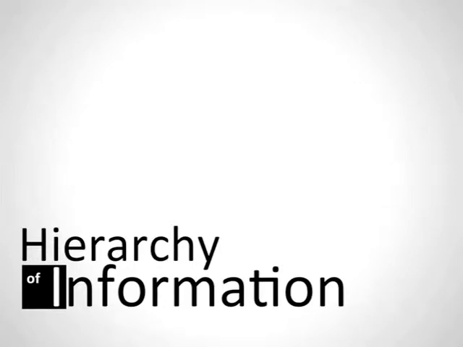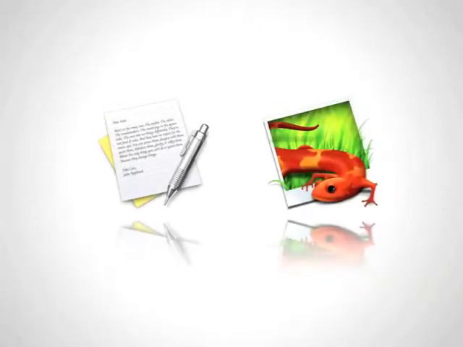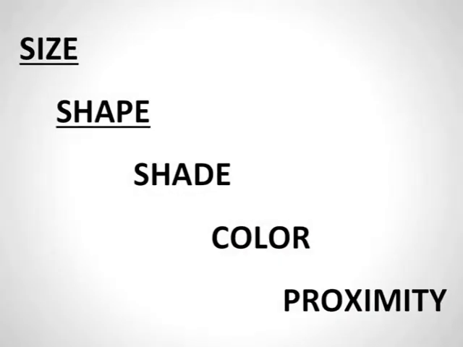Hierarchy of information is the arrangement of visual attributes that communicate the level of importance of a specific item in relationship to other associated items. These items can include text, images, and anything else displayed on the screen. Their importance is communicated through the use of contrast. 5 elements of contrast include size, shape, shade, color, and proximity.